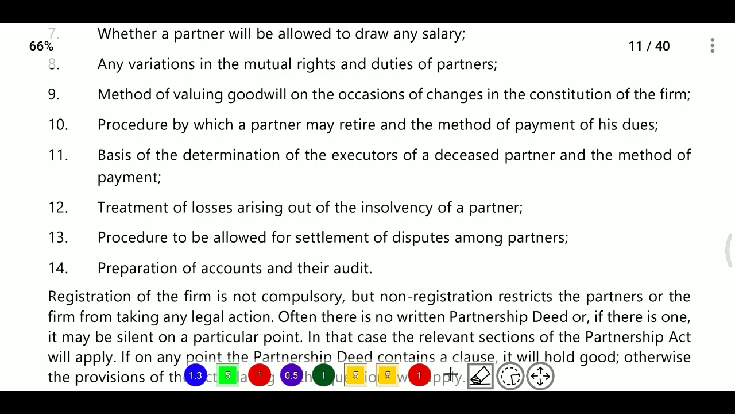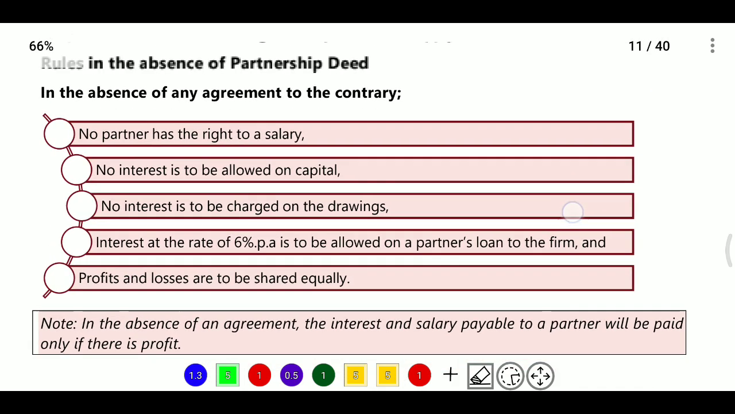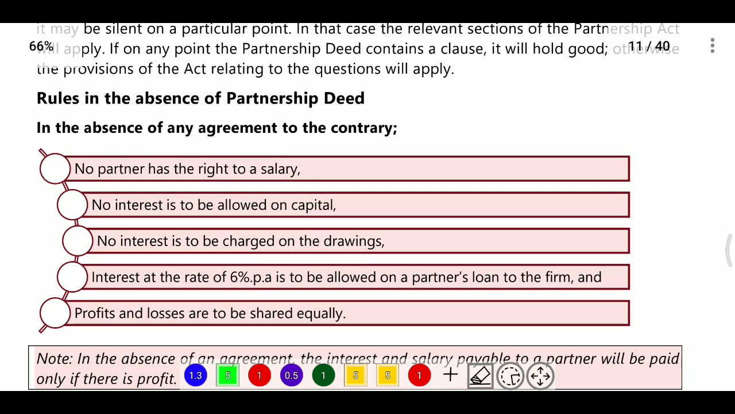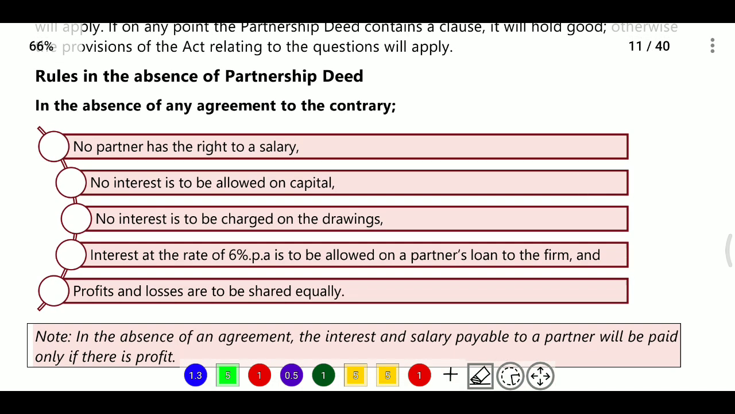Now, if goodwill is valued at 30,000, and a new partner is admitted, D might pay for his share of goodwill when he is admitted to the partnership firm. Now, what are the rules in the absence of a partnership agreement? So the partners have not written any agreement, so there is no partnership deed. What are the consequences?